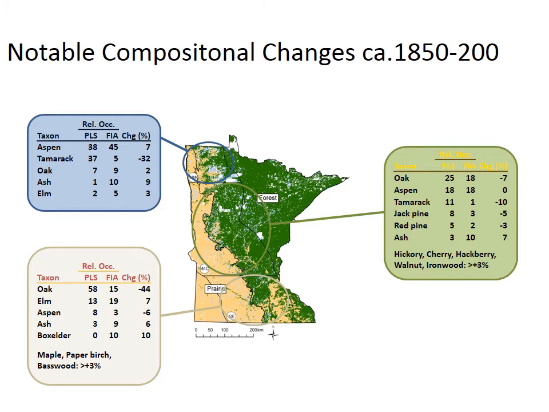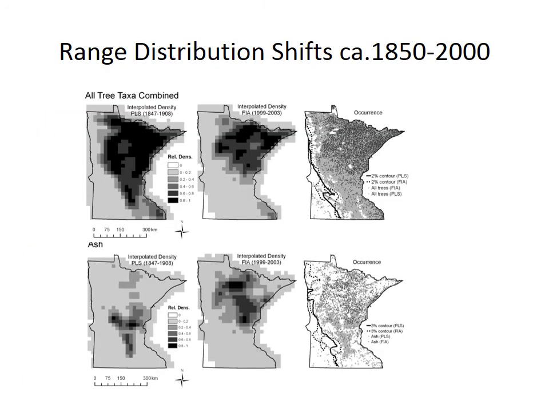Let's look at a few of the details. So here are some maps that show the distribution shifts from 1850 to 2000. Starting on the upper left, we have all tree taxa combined.